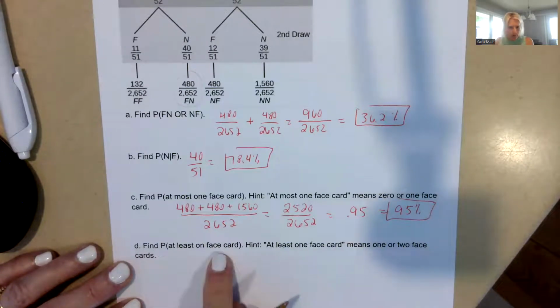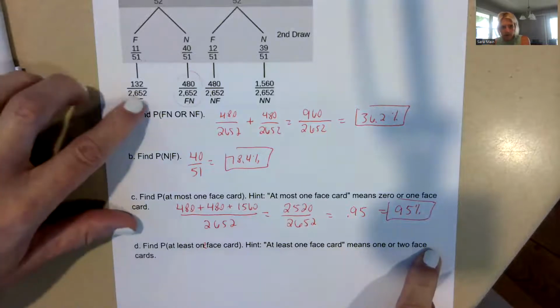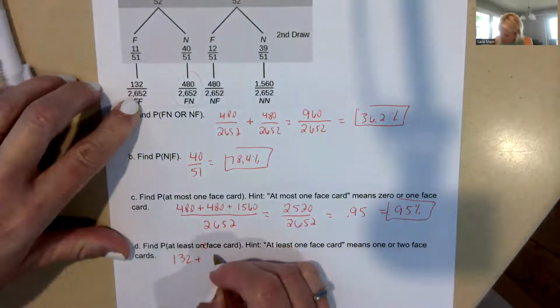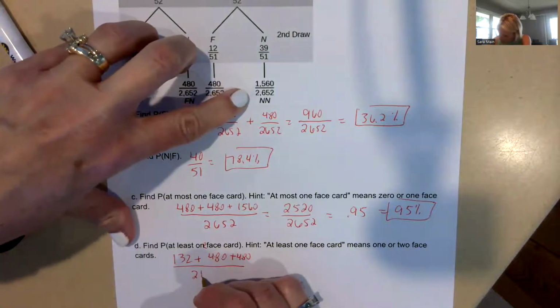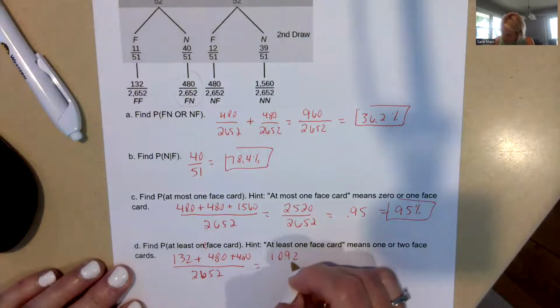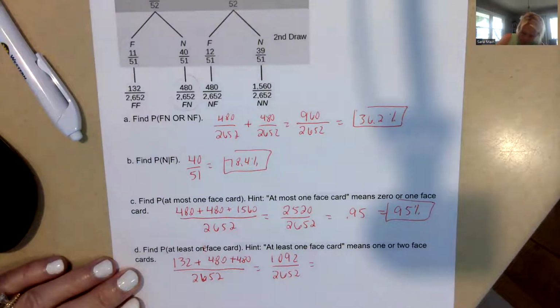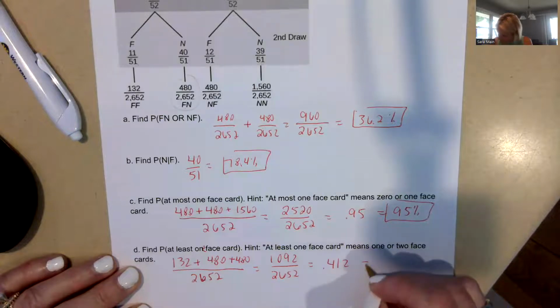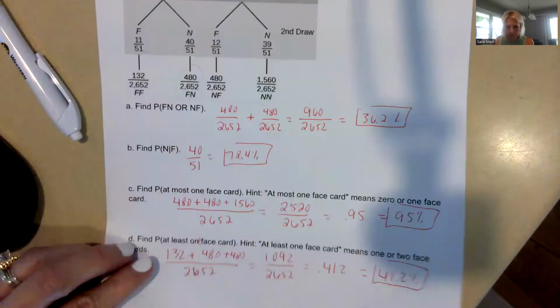Find the probability of at least one face card. Hint, at least one face card means 1 or 2 face cards. So at least one face card would be the 132 plus the 480 plus the 480. This time we're excluding the no face cards. So that could be about 1.2%. Okay. Good job.